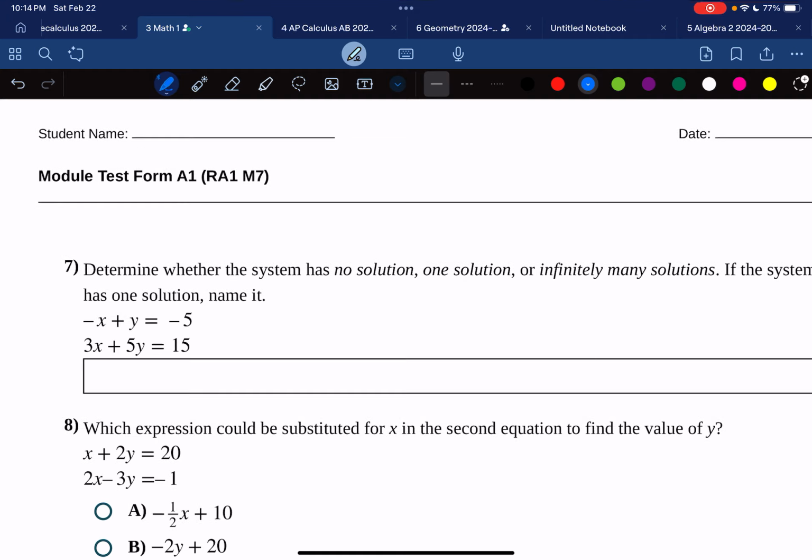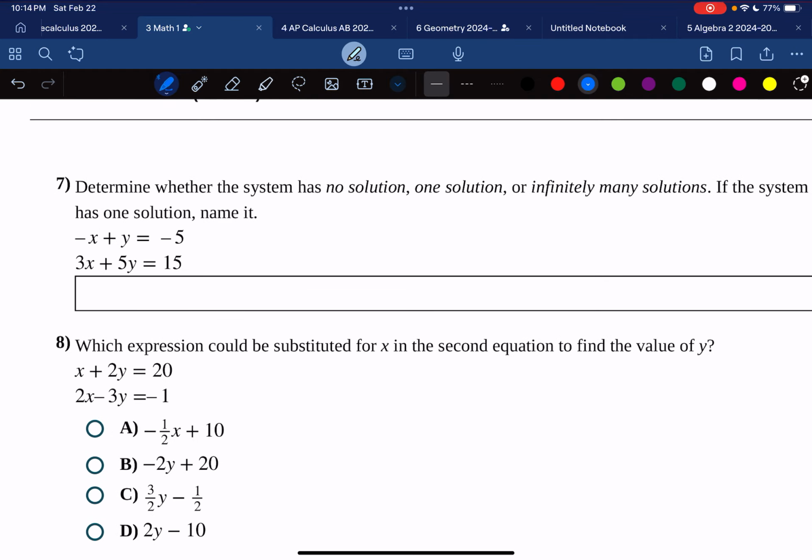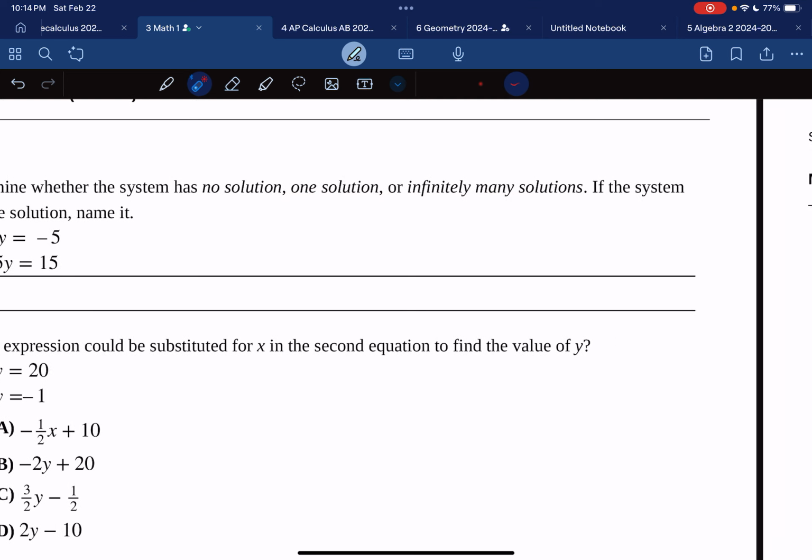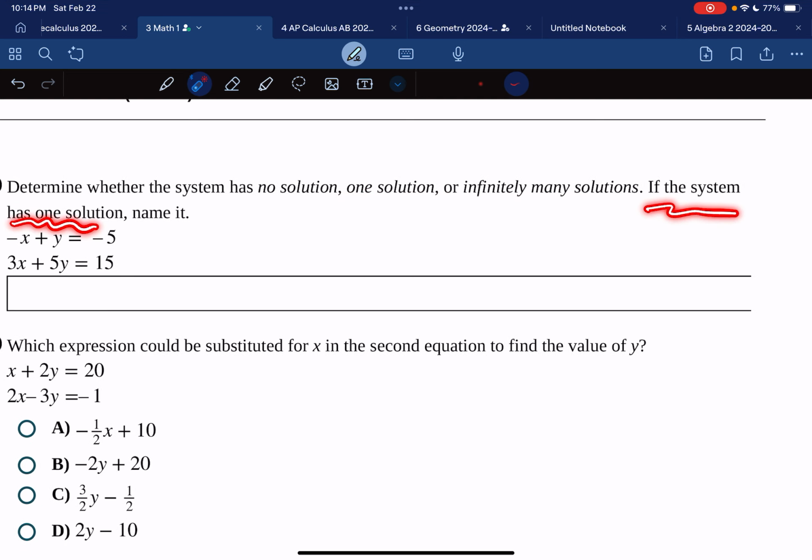All right, we're on to number 7. This one's a bit tricky because you basically have to solve, because you're solving and getting no solutions, solving and getting one solution and finding what that solution is, or solving and getting infinitely many solutions. It goes on to say, if the system has one solution, name the solution. I think 1 or 2 students said, oh, it's one solution, and you were right, but you forgot to name what that solution was.